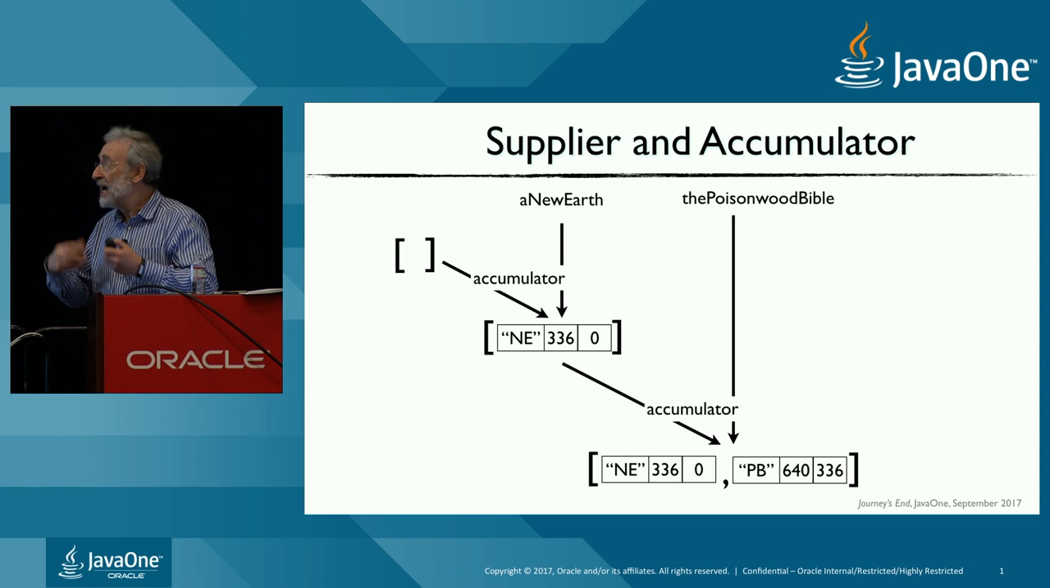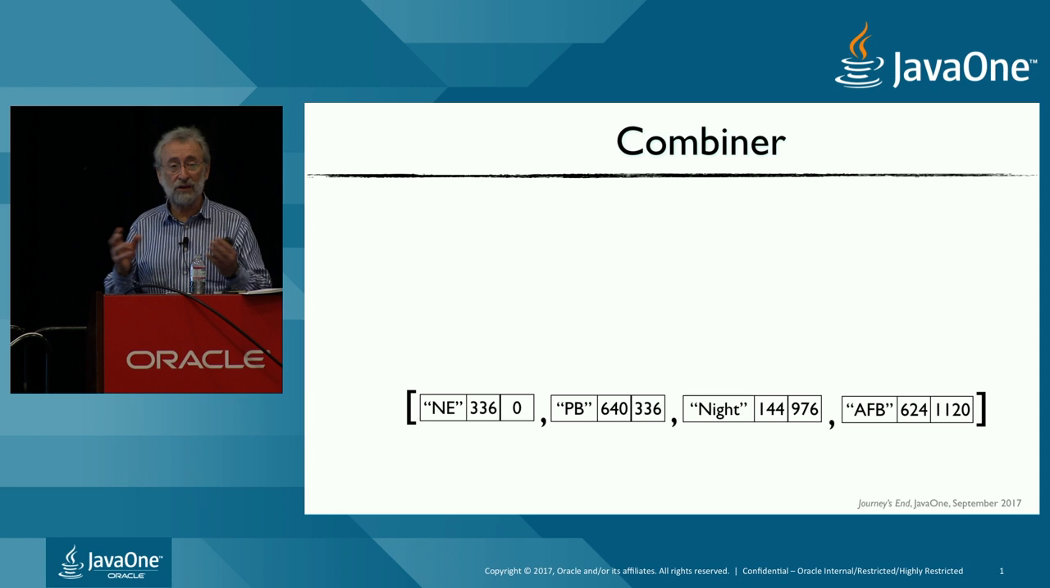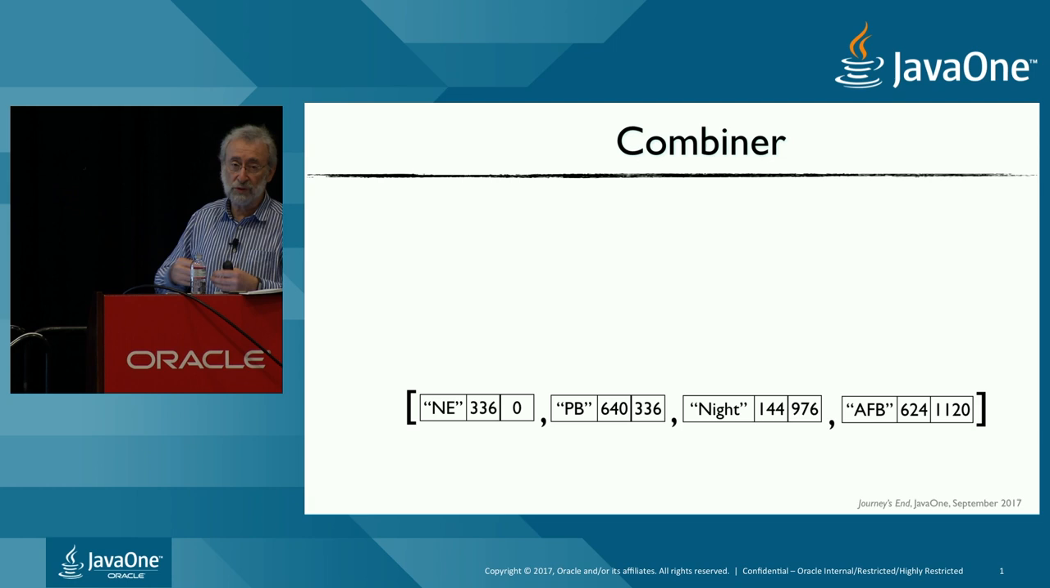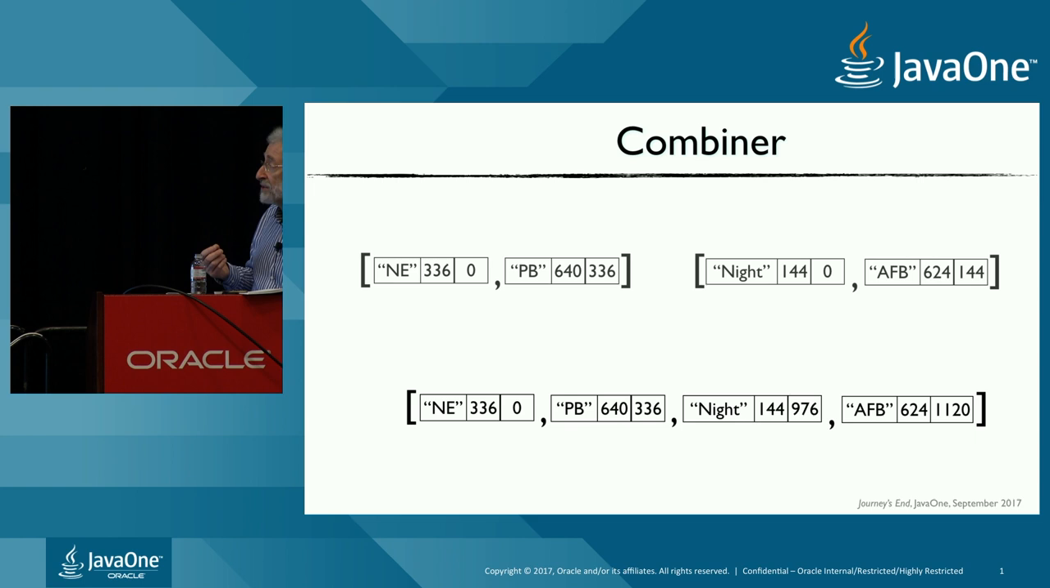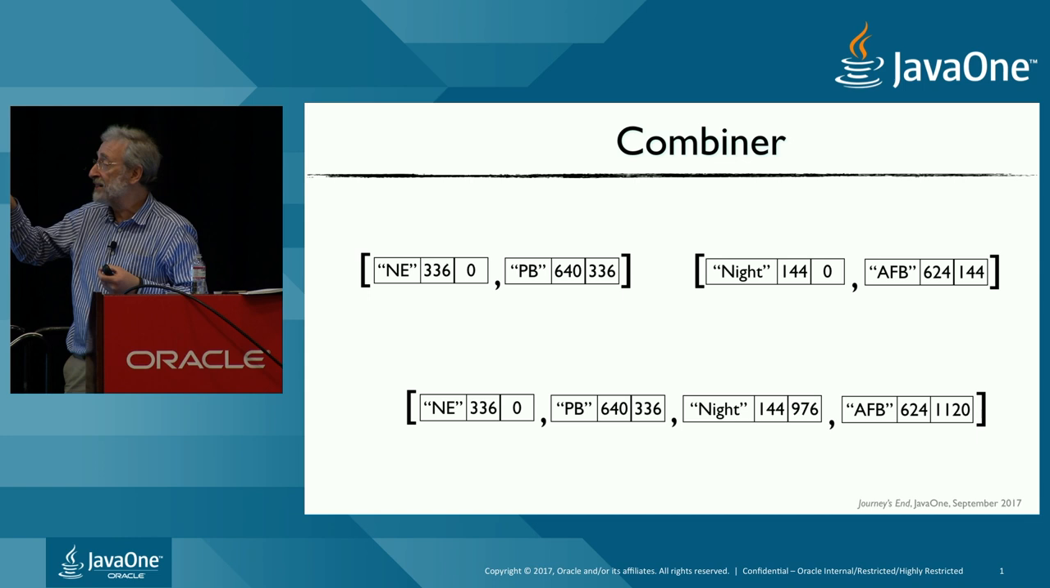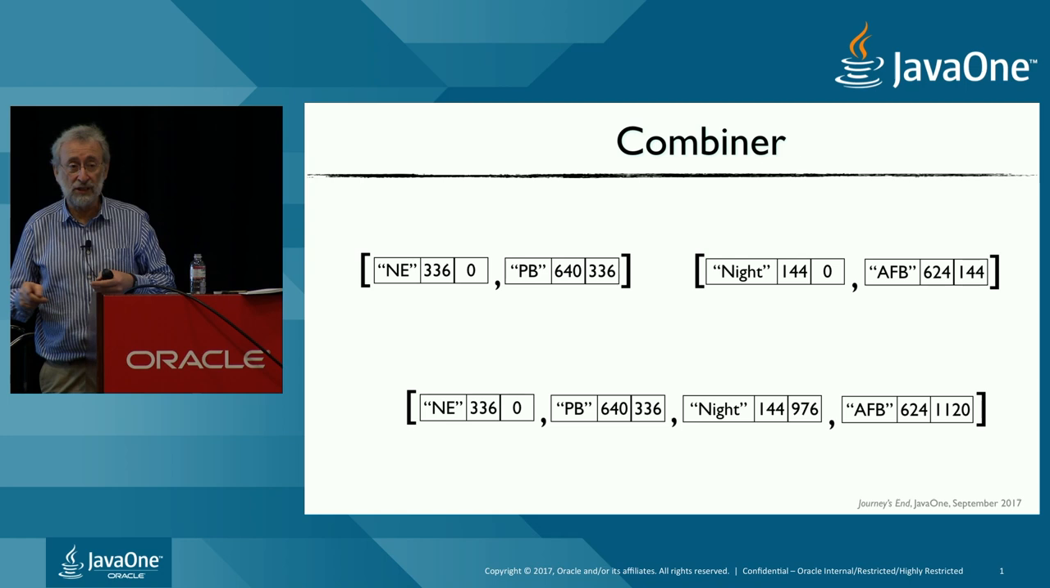And now if we want to think how are we going to get the whole thing, imagine this is a stand-in for the sequential data structure which contains all of the books. You can see that this can be made up from two partial ones. Supposing we have two partial data structures like this that have been constructed in the way that I showed you on the previous slide. The one on the left was built using an accumulator. The one on the right was built using an accumulator. Now we've got to combine them together.